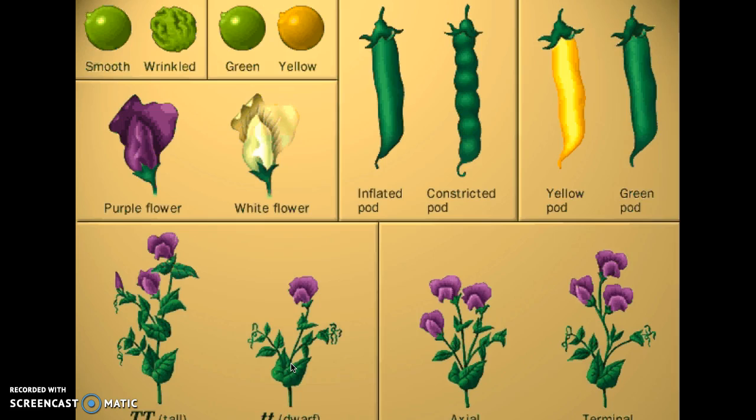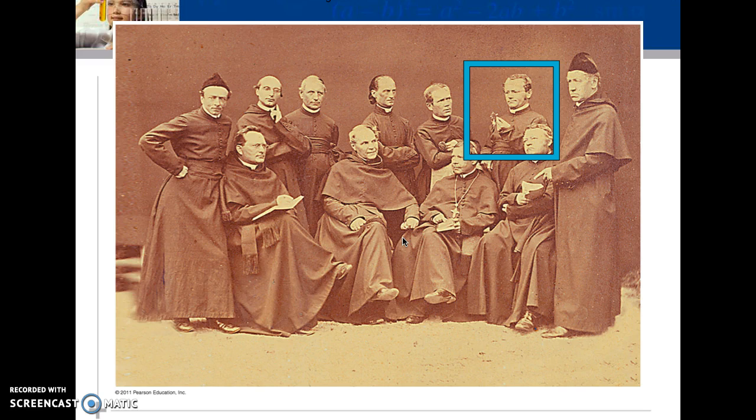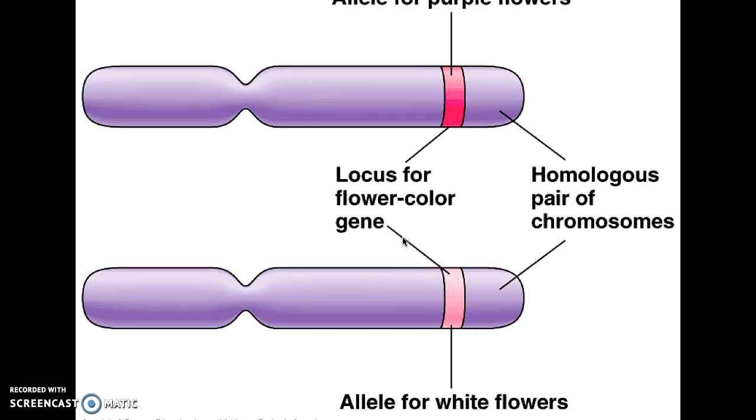Here we see the different options that show up. On top of the flowers and the peas, we also have two different heights, a tall or a dwarf plant, and we have two different growth patterns, the axial growth pattern and the terminal growth pattern. This is Mendel. He was a monk. That's all we really need to know about him.